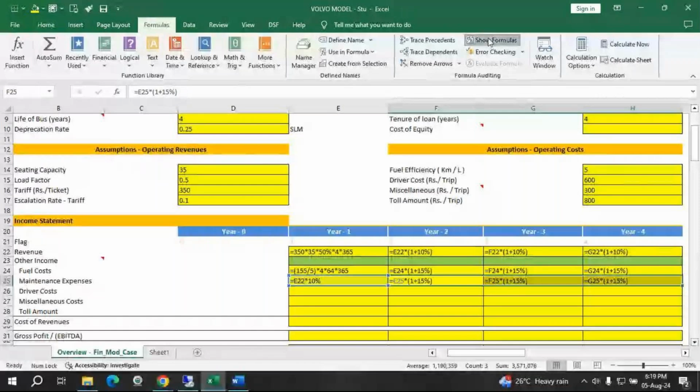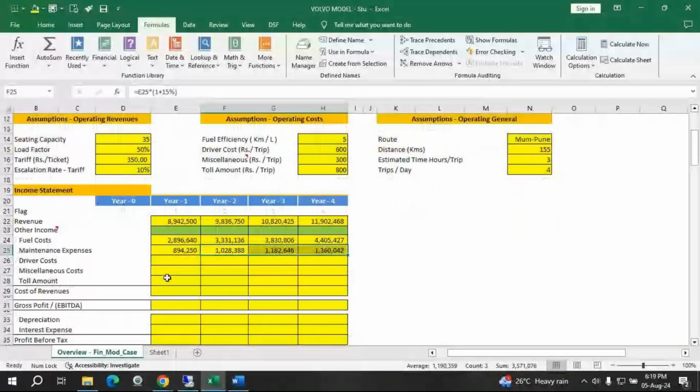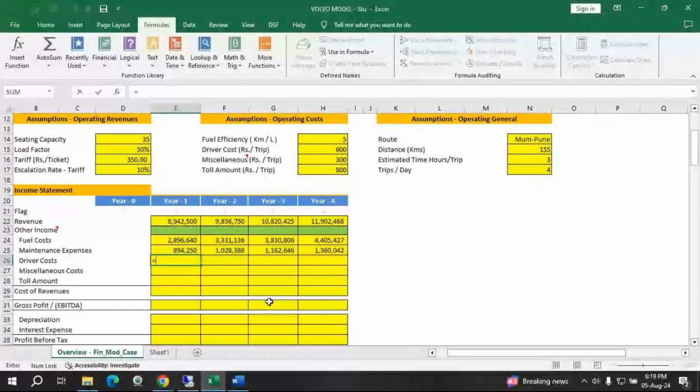So now next I need to calculate the driver cost. So driver cost, what they are telling, it is 600 rupees. Okay. So per day he is going to take 4 trips. So equals 600 into 4 trips. So this is per day. Okay. Into 365. So that will be 8,76,000 per year.